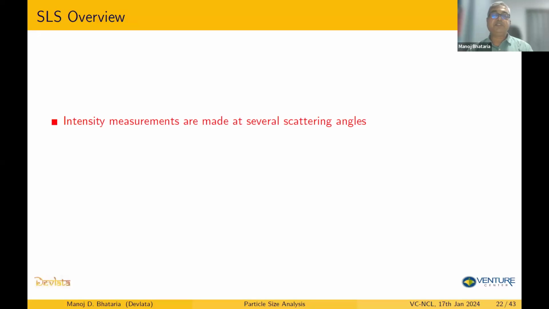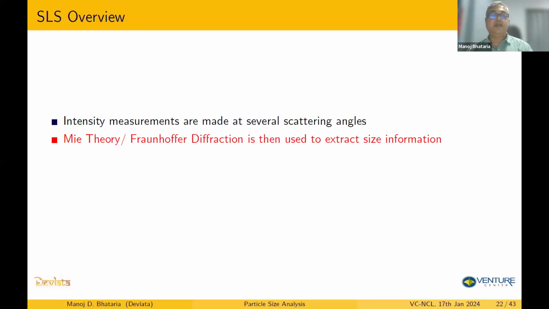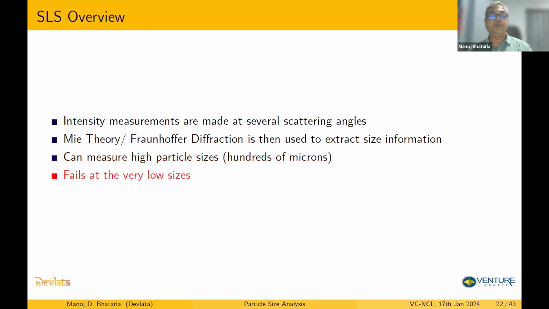So the intensity measurements are made at several scattering angles. Mie theory or the Fraunhofer diffraction is then used to extract size information. You can measure large particle sizes, hundreds of microns can also be easily measured. But at very low sizes, you might encounter failures. So you need to be sure, when you're measuring very low sizes, whether the instrument is giving you fair results or not.